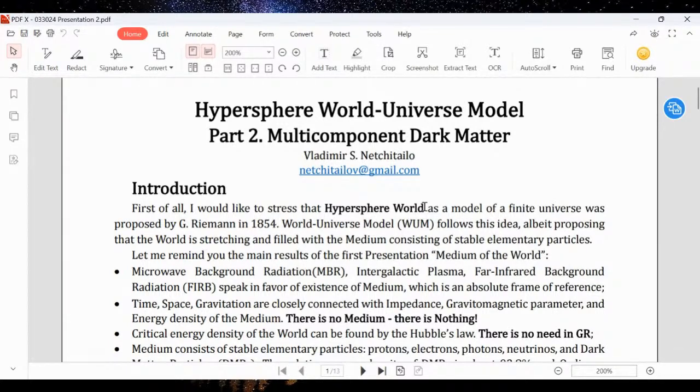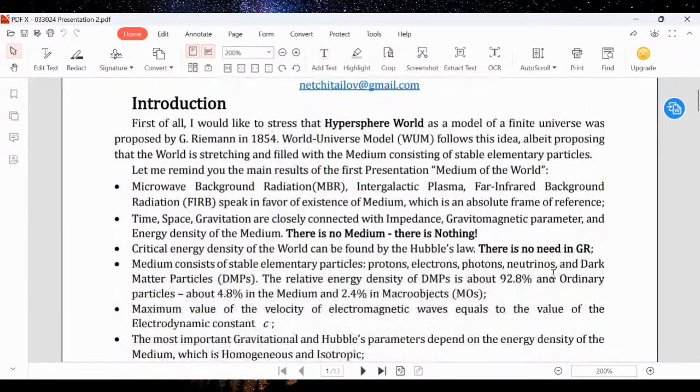Let me remind you of the main results of the first presentation, the medium of the world. Microwave background radiation, intergalactic plasma, and far infrared background radiation speak in favor of the existence of a medium, which is an absolute frame of reference. Time, space, and gravitation are closely connected with impedance, the gravitomagnetic parameter, and the energy density of the medium. If there is no medium, there is nothing. The critical energy density of the world can be found by Hubble's law. There is no need for general relativity.